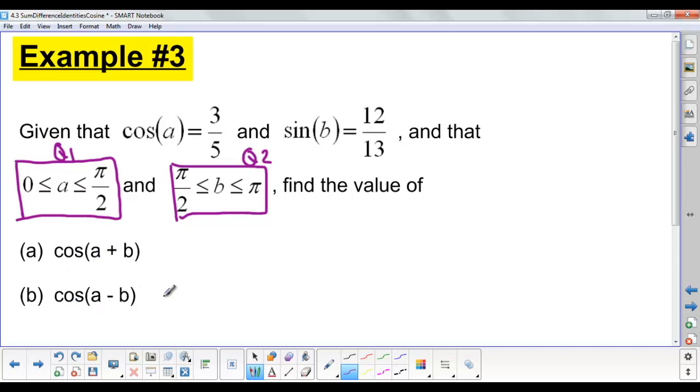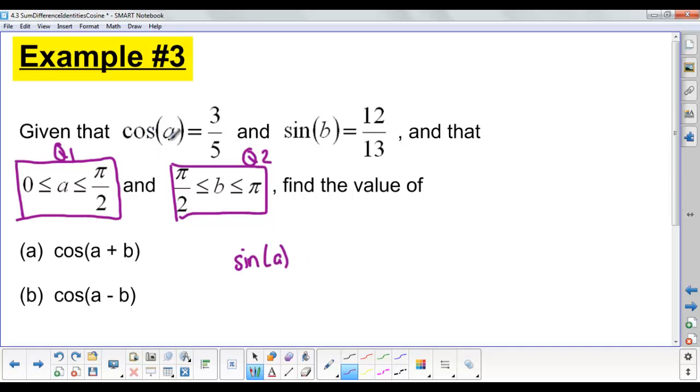cos(A - B). If you'll notice, remember that the expansion for the sum identity and for the difference identity both had cos of both terms and had sine of both terms. Well, I only have cos A. I know in the future I'm going to need cos B. And again, I have sine B, but I know very shortly we're going to need sine A. So what we'll do is first find sine of angle A.